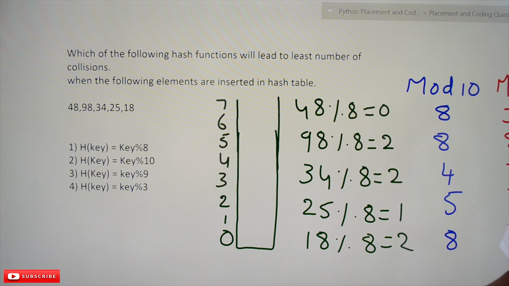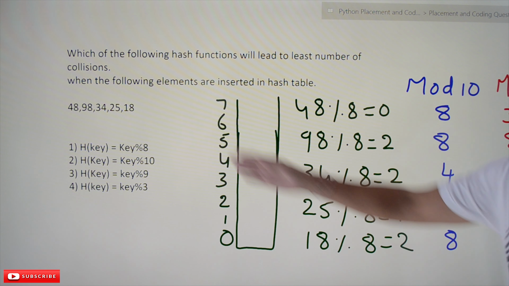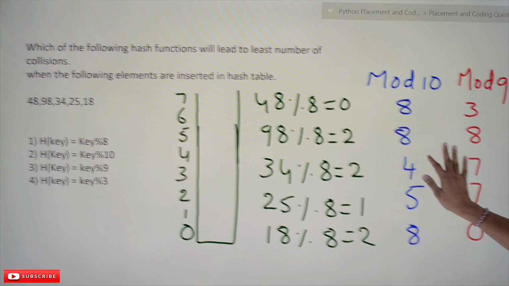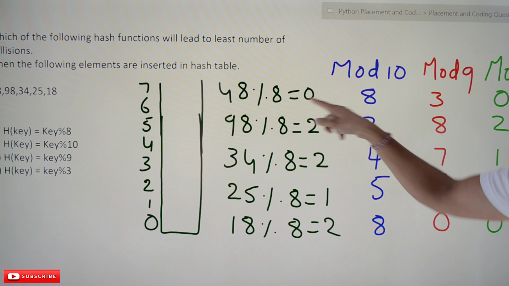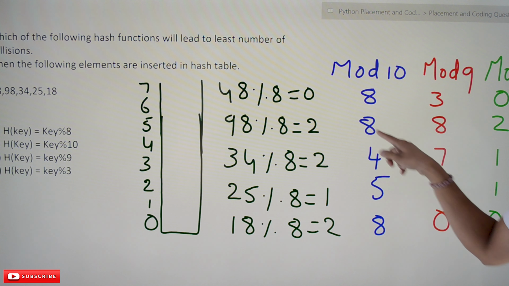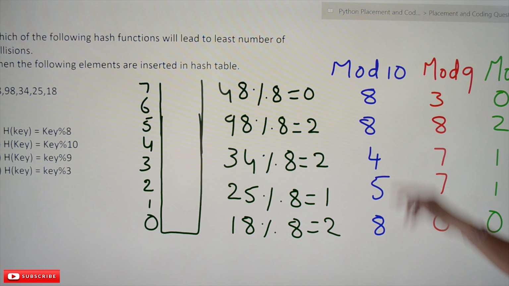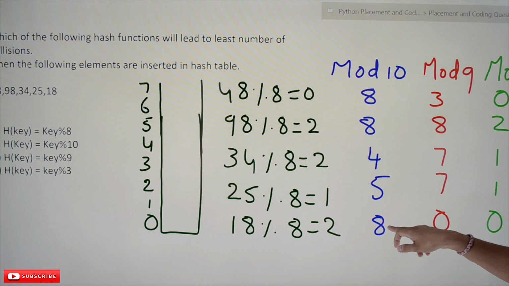The same way apply it for the remaining values. So modulus 10, 48 modulus 10: 8, 4, 5, 8. How many collisions? 8 is a collision. 2 collisions obtained. Again, mod 9: 3, 8, 7, 7, 0. How many collisions? 1 collision. Only 7 is the only 1 collision we obtained.